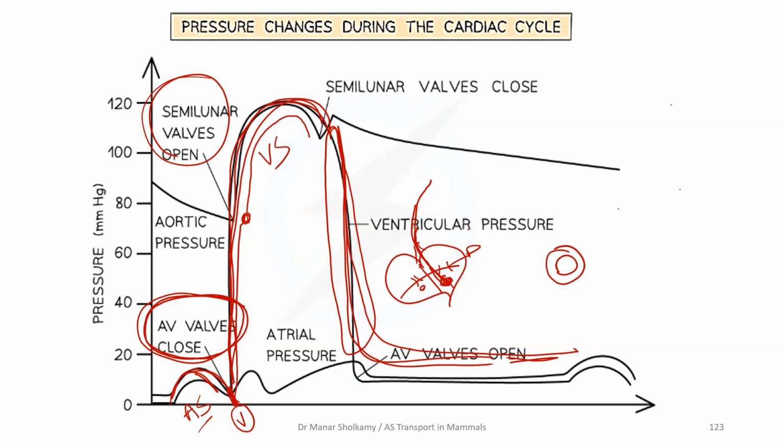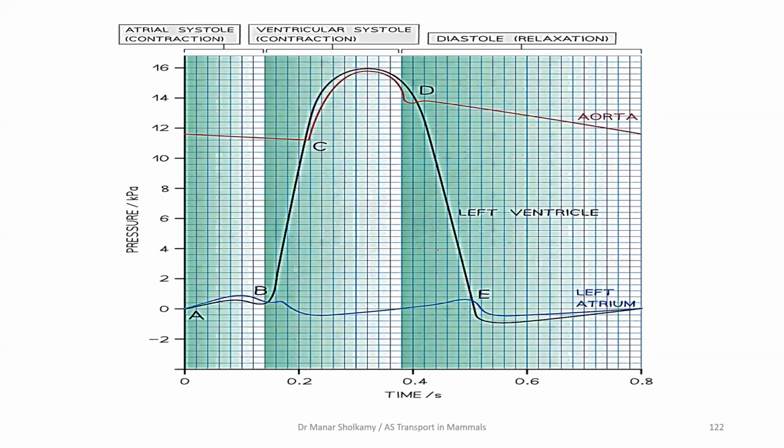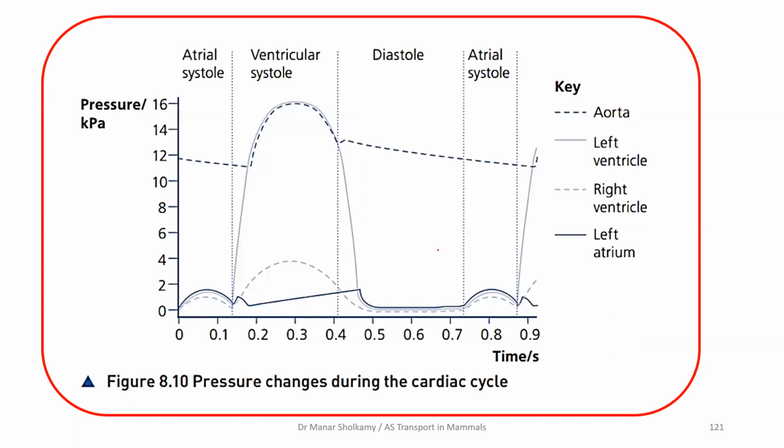Now the heart will start relaxing. The blood can go backwards. We don't want the blood to go backwards. So the semilunar valves, the aortic valve in the aorta and the pulmonary valve, will close to prevent the backflow of blood. Clear? Going back to here, this is the atrial systole.